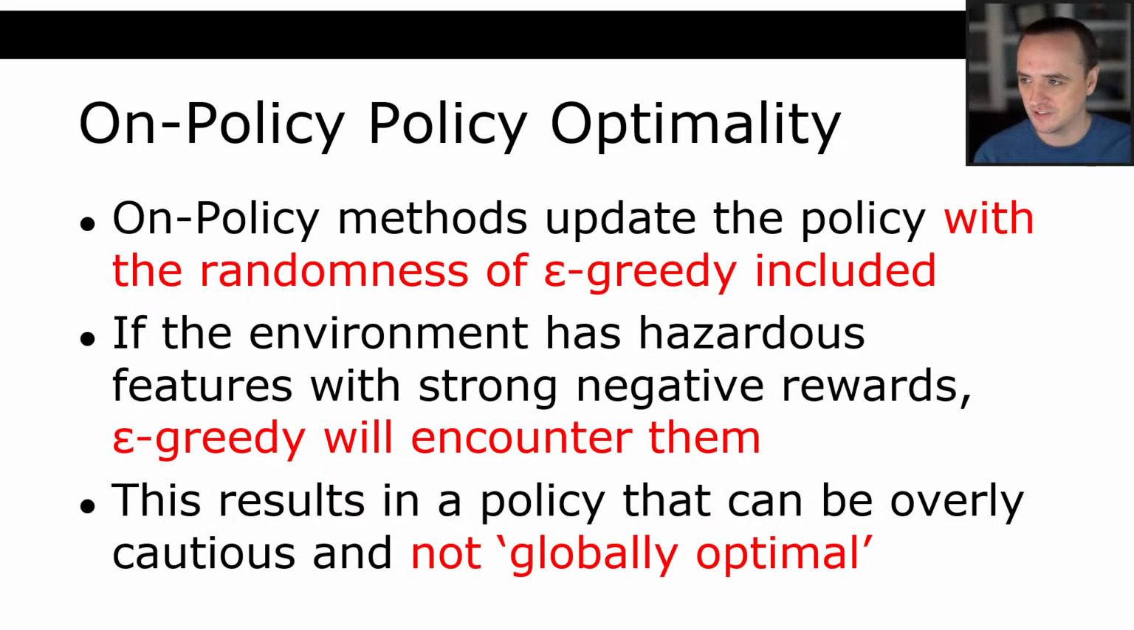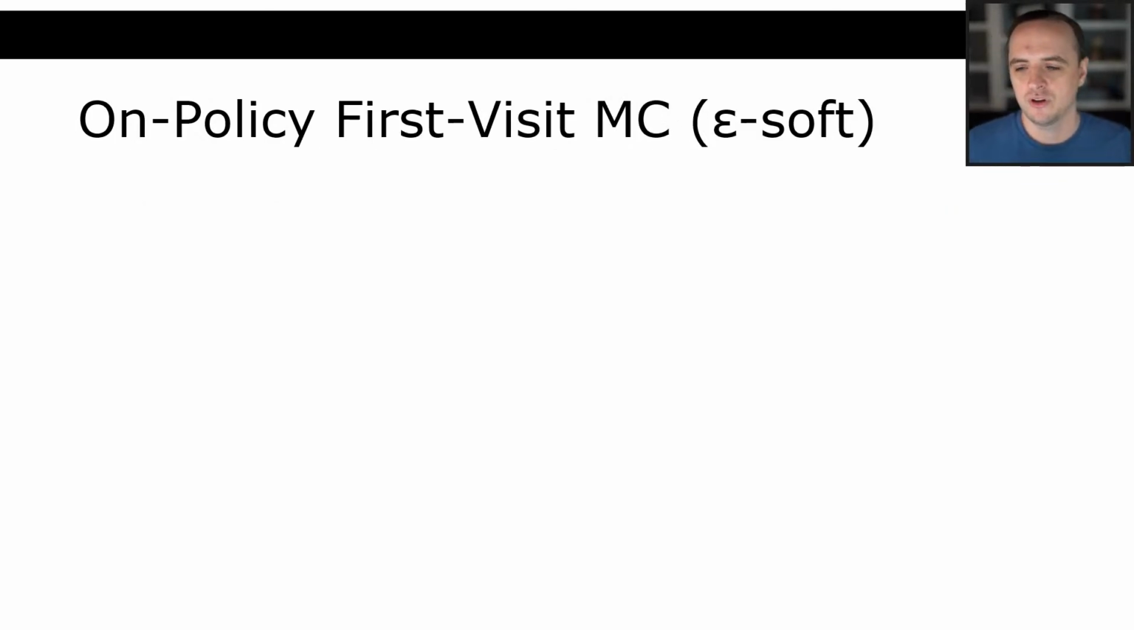And actually, we have an example at the end of the class which shows the difference between our two main temporal difference learning algorithms, where this becomes very obvious. So here is, again, we talked about this a little bit last time, but we're going to show it in algorithmic form now, which is on-policy, first-visit Monte Carlo with epsilon-soft action selection.